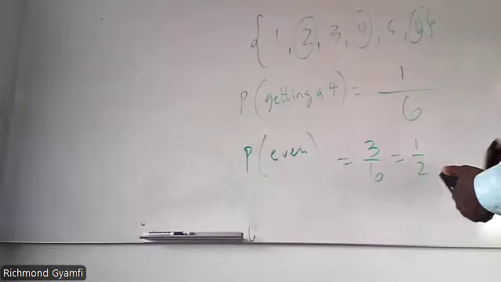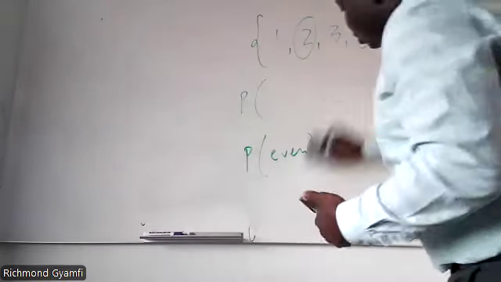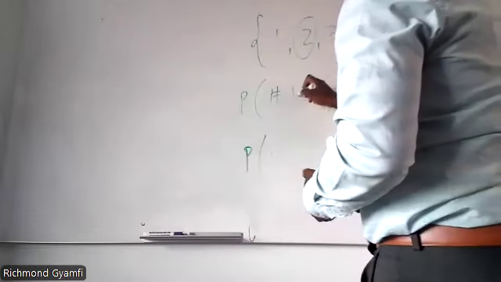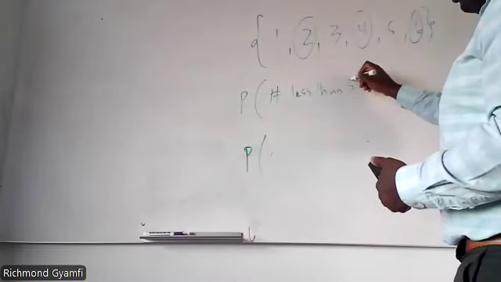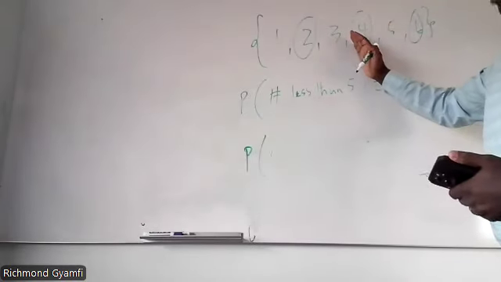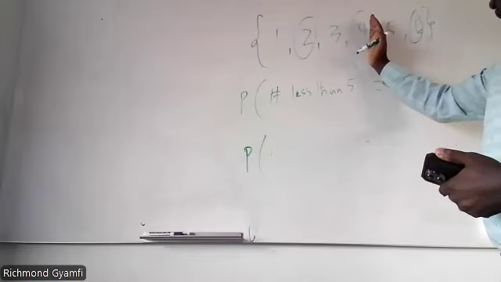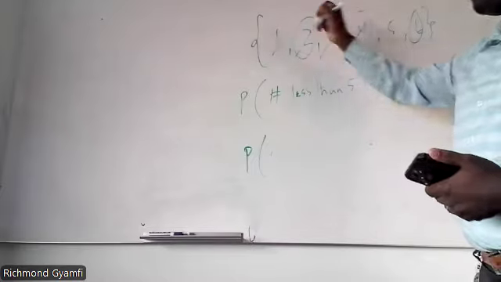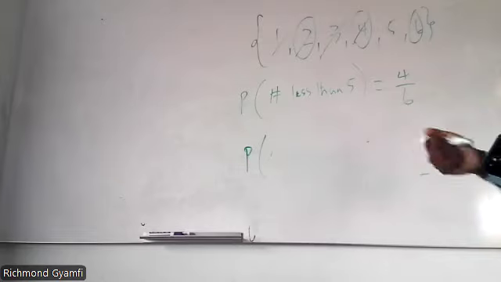The next one. A number less than 5. Remember, it says less than 5, not less than or equal to 5. So 5 is not part of it. So numbers less than 5, you're looking at 4, 3, 2, and 1. So there are 4 options. So 4 out of 6, and that's it.